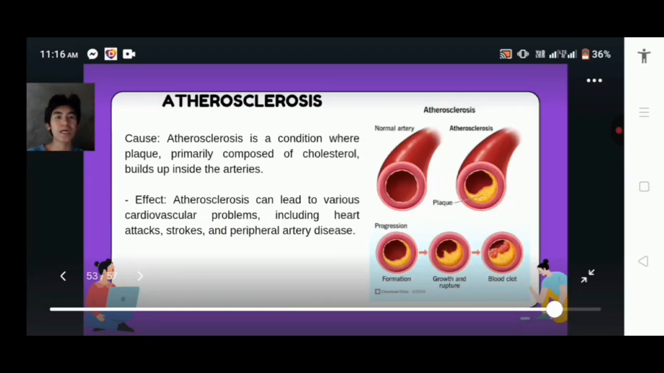Next is atherosclerosis. Atherosclerosis is a condition where plaque, primarily composed of cholesterol, builds up inside the arteries. Atherosclerosis can lead to various cardiovascular problems, including heart attack, stroke, and peripheral artery disease.